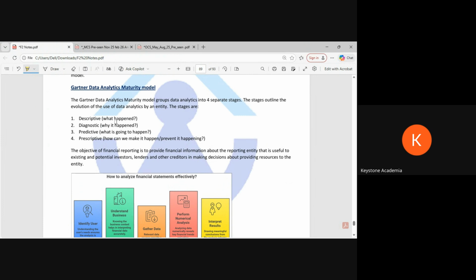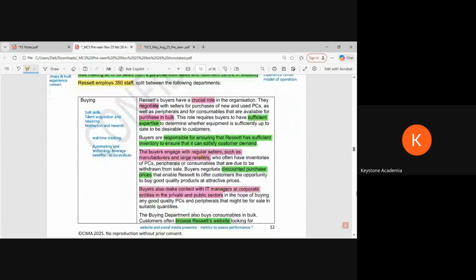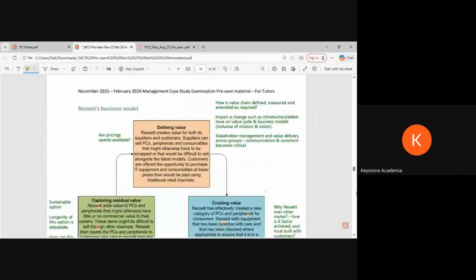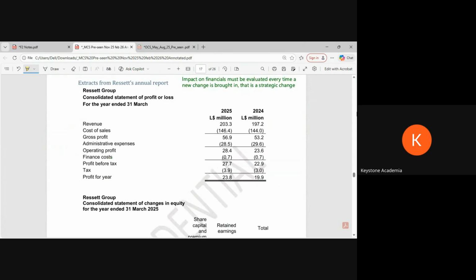Descriptive, what happened; diagnostic; predictive. So technically, if you see, financial information is past data. What happened in the last year, like for example, what we have now, it's also past data, isn't it? They have closed the books, I believe, on 31st March, and you're writing the exams when? You're writing in Feb. So technically the data you have is almost 11 months old, right? So it's past data only.